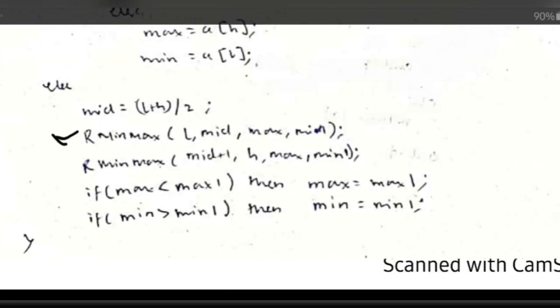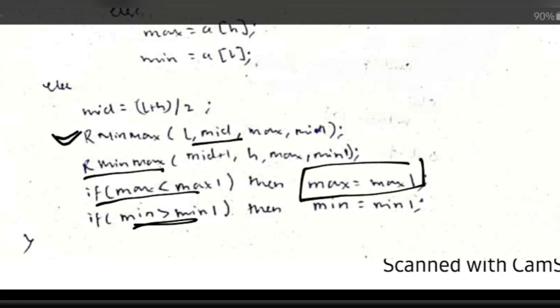So these are the two functions wherein we'll divide the array into two parts and return the max and minimum. Here we'll compare the max with the max and min with the min. So we'll return the greatest max, and the least minimum element.